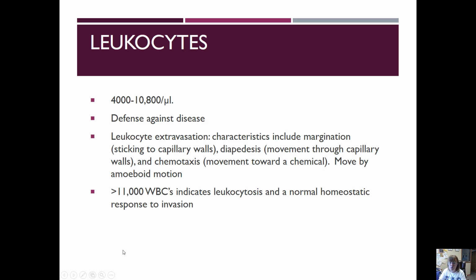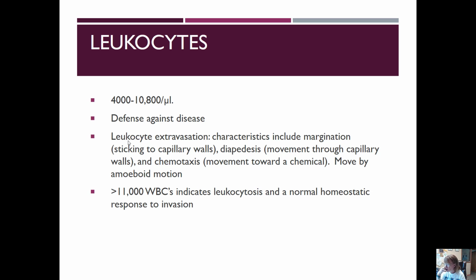Okay, so as far as the leukocytes are concerned, this is how many we have, 4,000 to 10,800 per microliter. You know, in red blood cells we have 5 million per microliter. So many, many times more red blood cells than we have white blood cells. What's their job? Defend against disease. Now, we almost never have disease in our bloodstream. We're always striving to make sure that we don't have infection within our bloodstream, and therefore we keep the infection out there in the tissues.